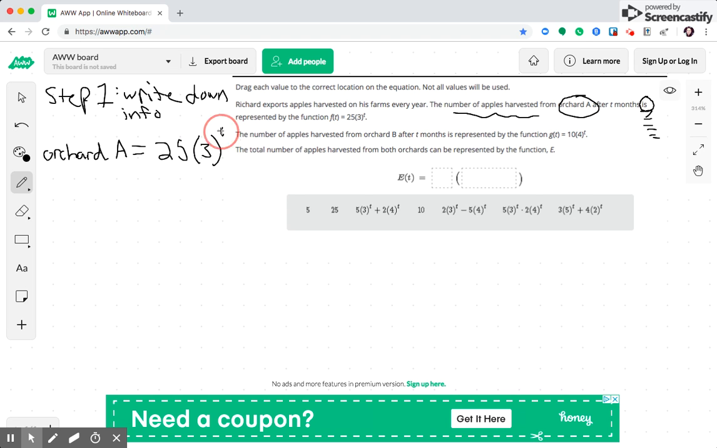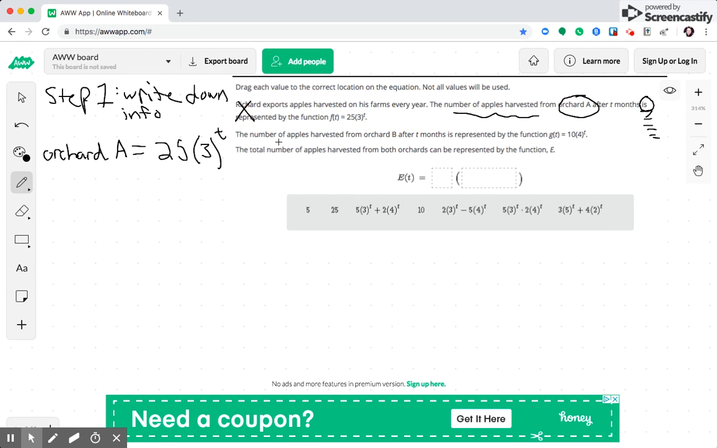Now you might say, Ms. Perez, why aren't you writing f of t? Well, I did. I just represented it differently. This is f of t. This is just different notation. f of t equals 25 times 3 to the t power. That's the whole function. I'm just replacing it with a little bit of detail that I like to see. Okay. So same thing, you write as much detail as you need so you understand it. For me, it's just orchard A equals that expression. Okay, so this is done.